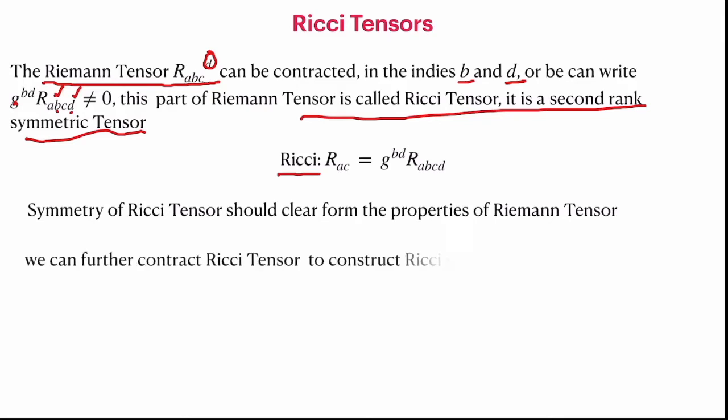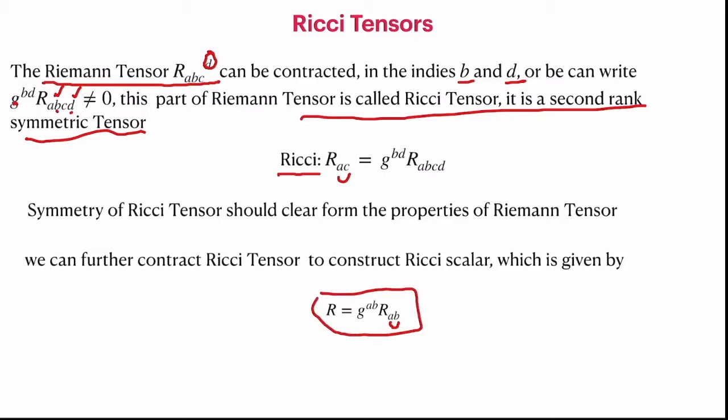And since the Ricci tensor is a symmetric tensor, we could go ahead and construct a scalar by simply contracting the indices A and C, and that is what we call the Ricci scalar, or simply call it a symbol R. R is equal to g^AB R_AB. So this gives simply a scalar which we call the Ricci scalar. Sometimes we also call it simply the scalar curvature.